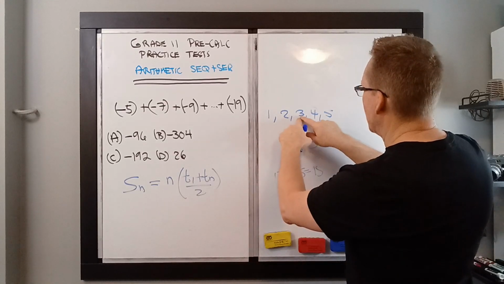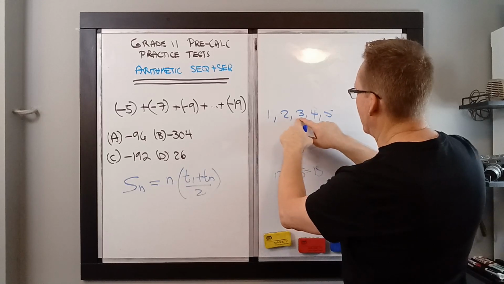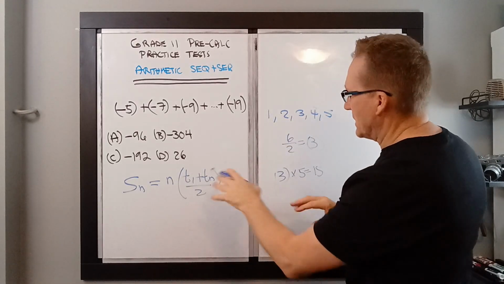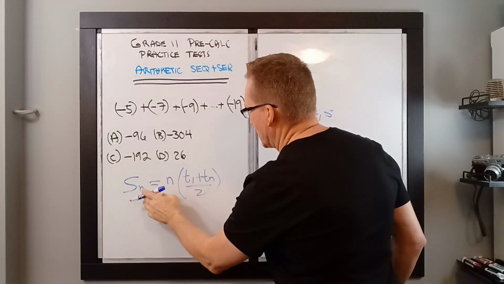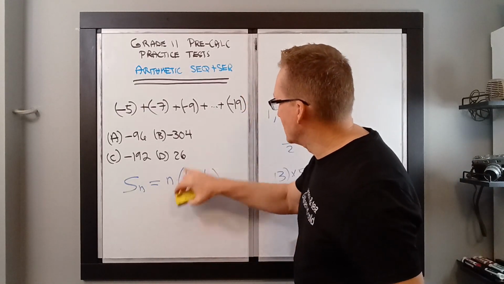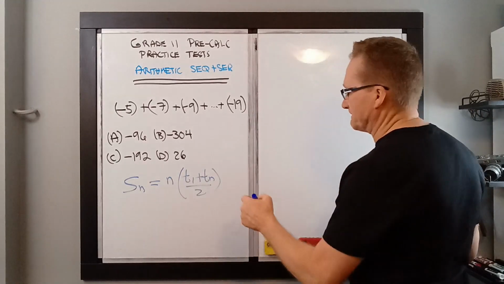So we're really saying the average of this plus this is 6, the average of that is 3. This plus this is 6, the average of those two is 3. So this is a very nice formula for calculating the sum. But we need the first term, the last term, and the total number of terms. Can we figure out the total number of terms with this thing?